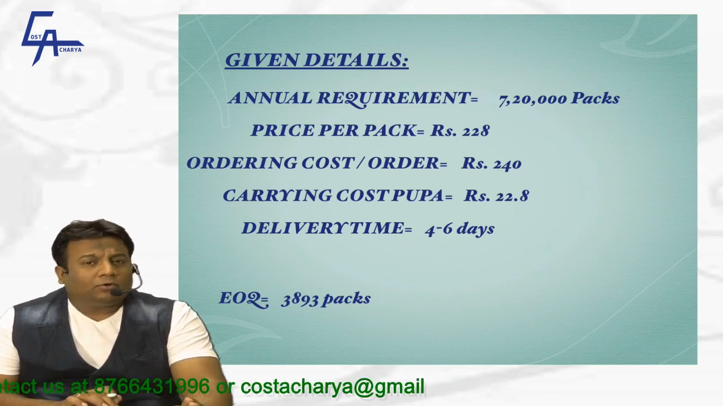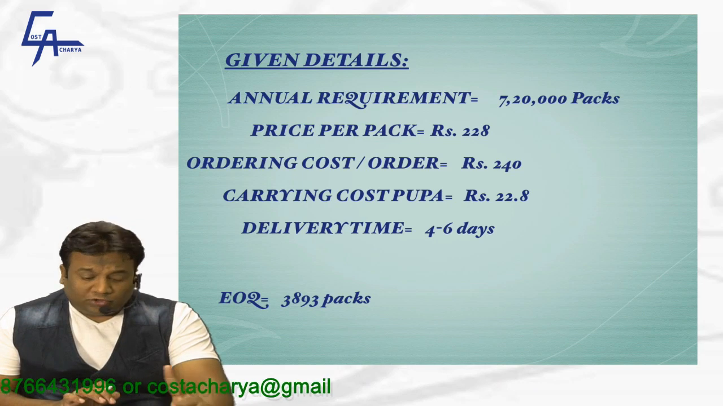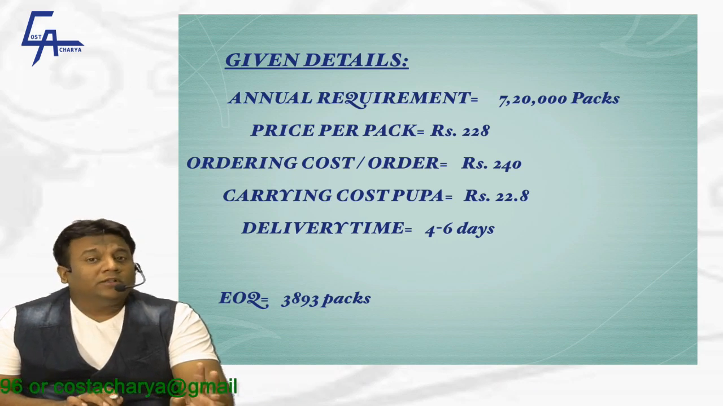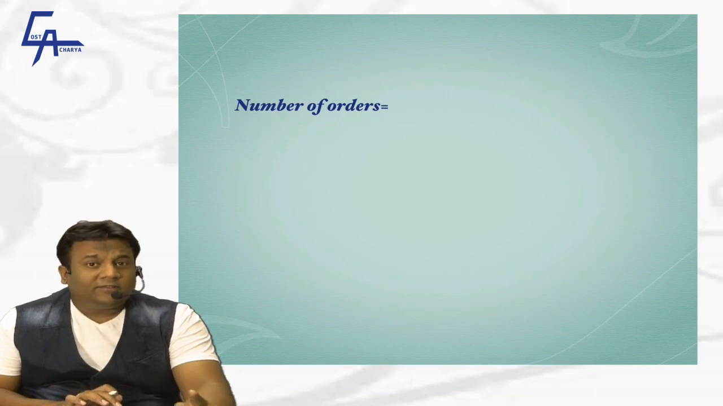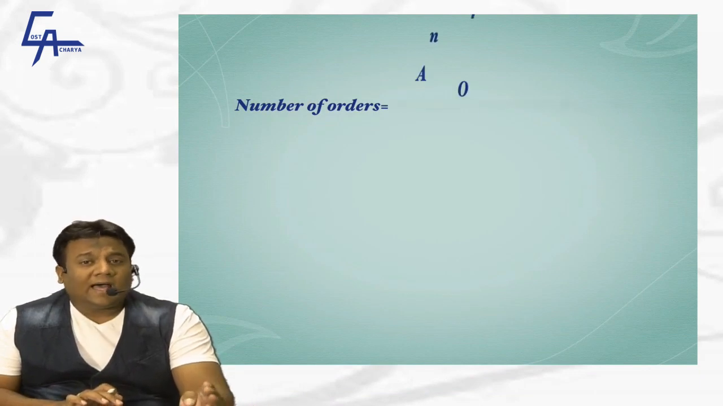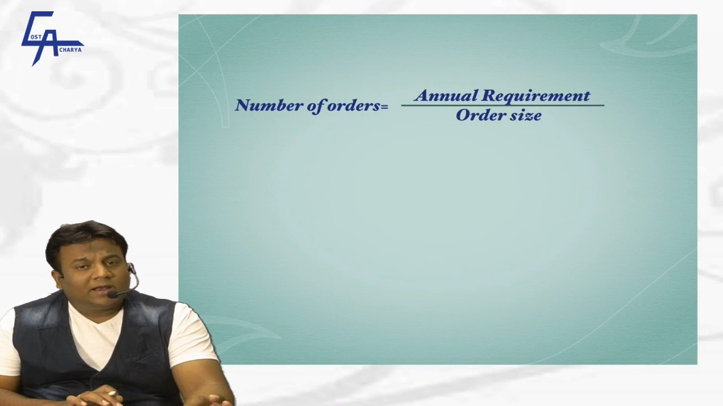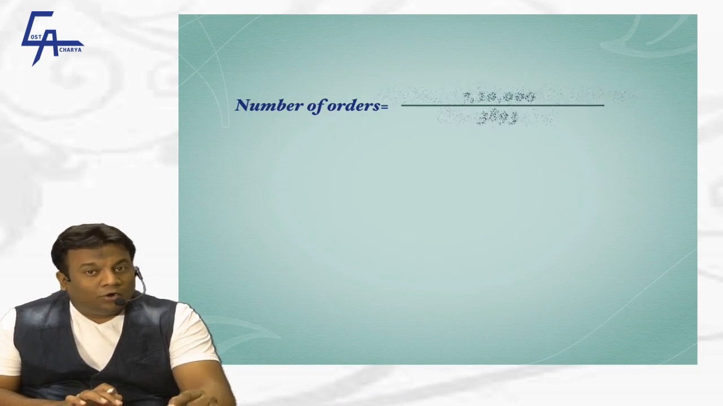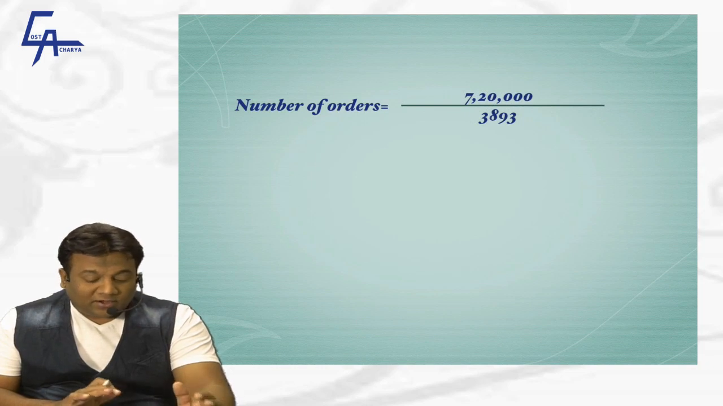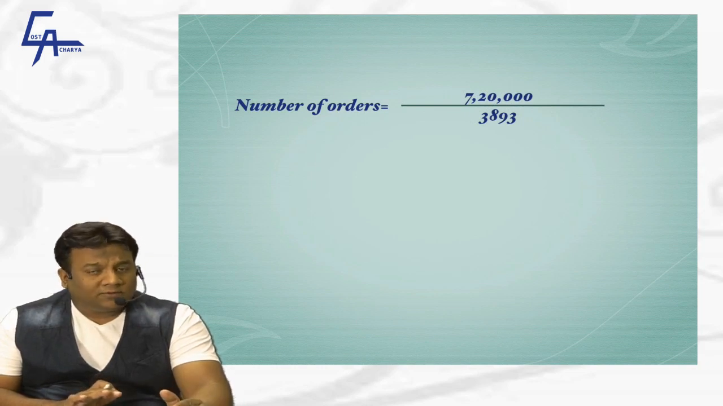Now we first calculated the EOQ, so the first question is done. The second question was the number of orders. How to calculate that? It is the annual requirement simply divided by the order size. So my annual requirement is 7,20,000. The order size, we just now calculated, is 3,893 units.